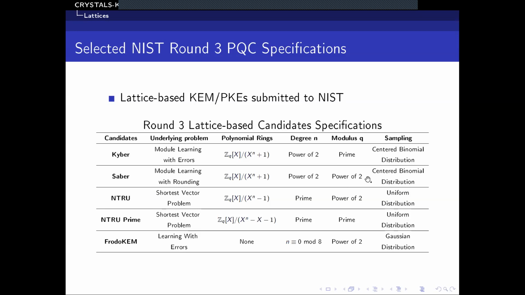For choosing S and E in the encryption or generation of the KEM approach, we need sampling. We need a sampler. Kyber and Saber use the centered binomial distribution in the sampling approach, NTRU uses the uniform distribution, and FrodoKEM uses the Gaussian distribution.